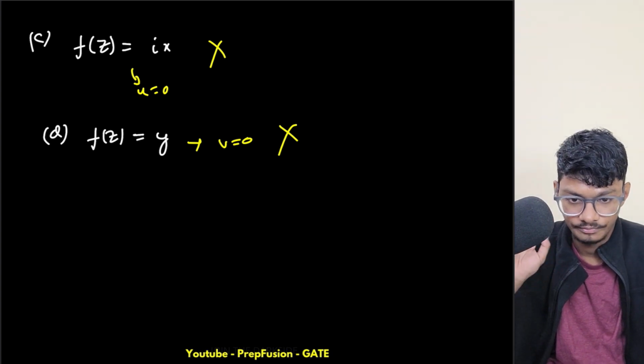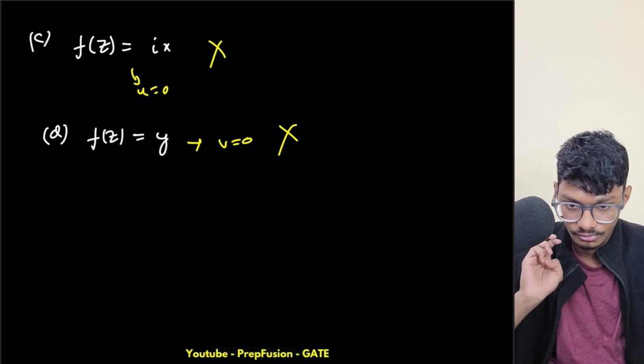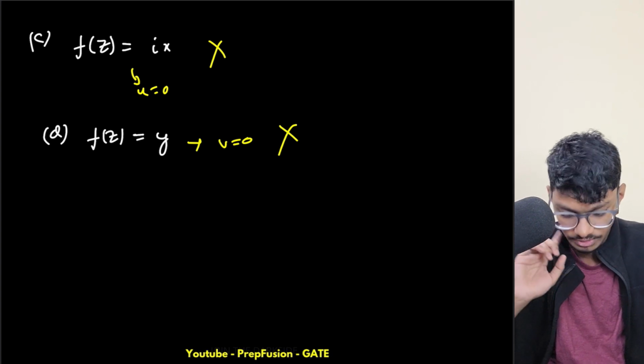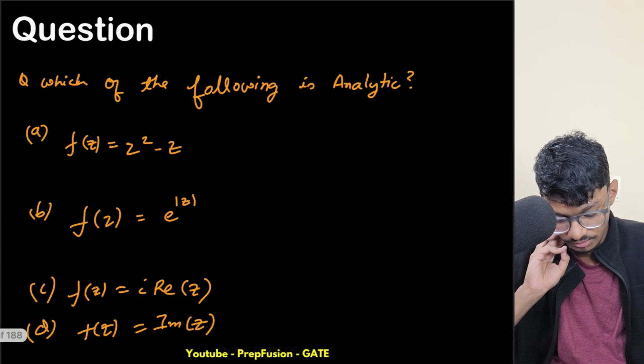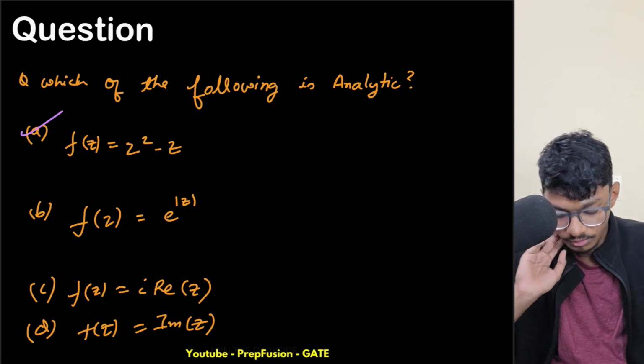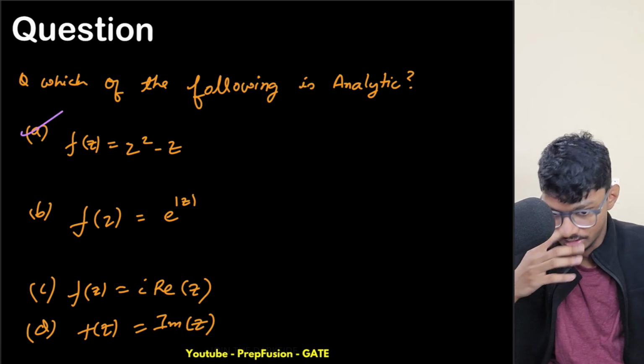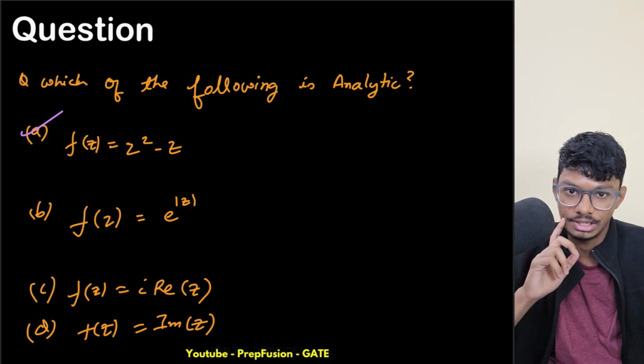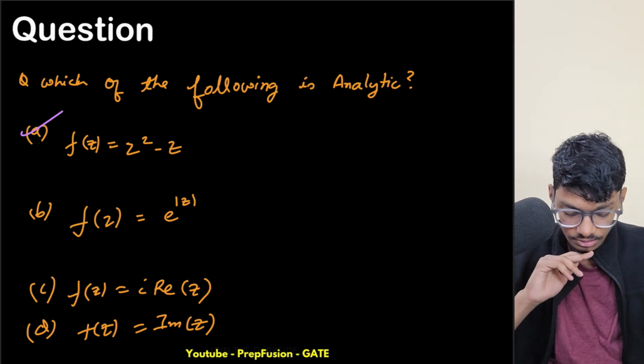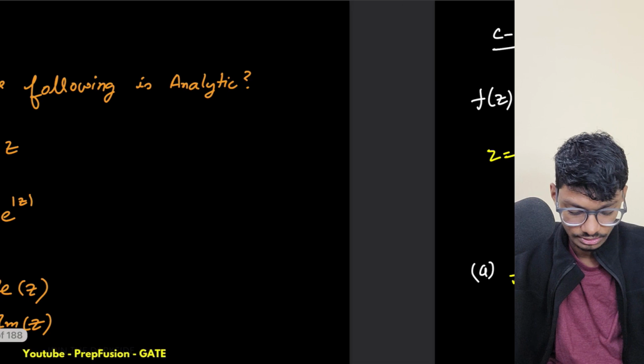So the answer to this question will be A. It is very simple, just by seeing the polynomial you could have taken it and moved straight to the next question. If this was an MSQ then things would be a bit different. So yes, this is the question that I got.